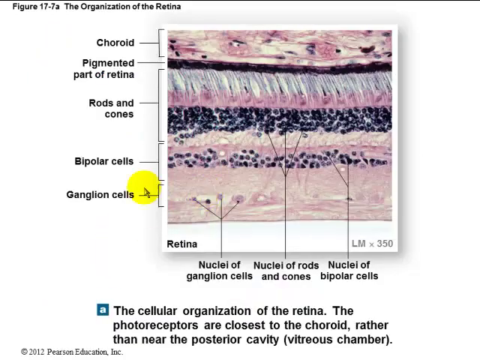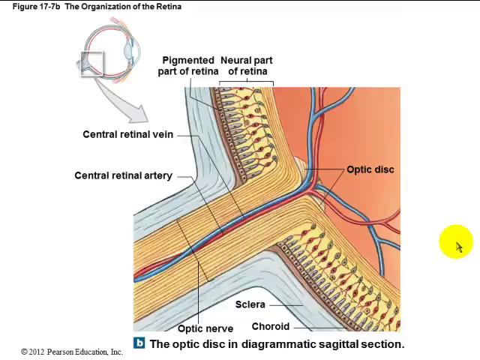So here in this view, again, you can see there's the choroid, the pigmented part of the retina, the rods and cones here, the bipolar cells here, and the ganglion cells with their axons forming the optic nerves. And again, seeing the axons of the ganglion cells forming the optic nerve. The point of attachment of the retina, where it joins with the optic nerve, is called the optic disc. And as you can see in this view, there are no rods or cones at the point of the optic nerve.